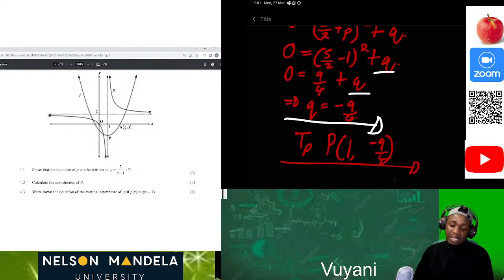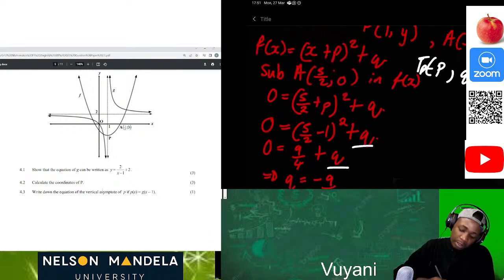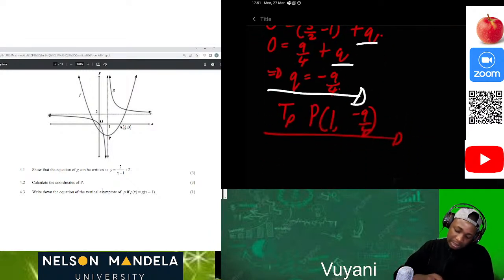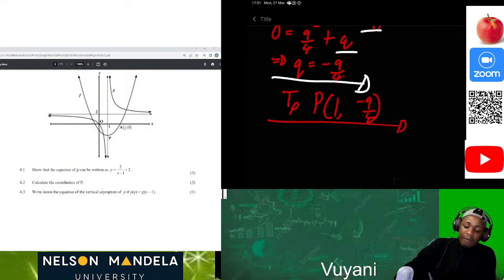Therefore tp is equal to negative 1 is to negative 9 over 4. Then we are good to go. We are good to go now.